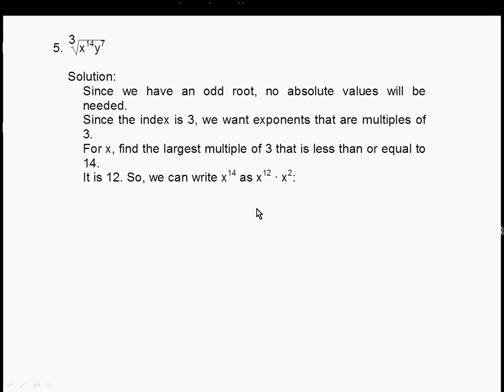So I'm going to write x to the 14th as x to the 12th times x squared. This is the perfect cube. So there's my perfect cube. Here's the rest of the x that's not a perfect cube. And notice the exponent is smaller than the index.